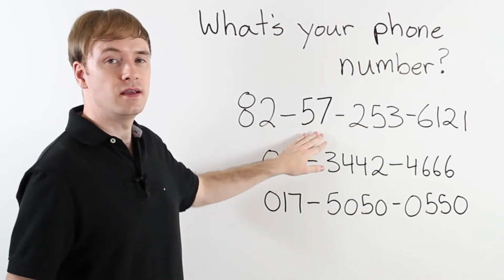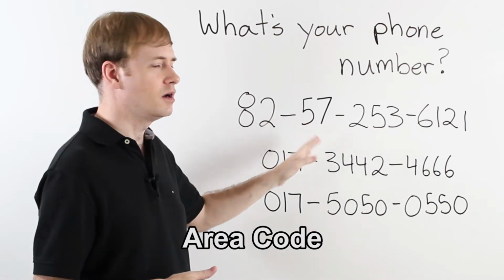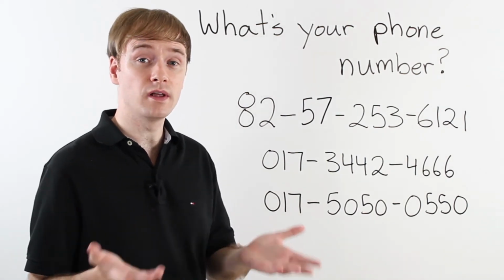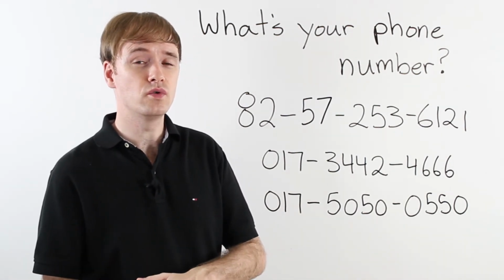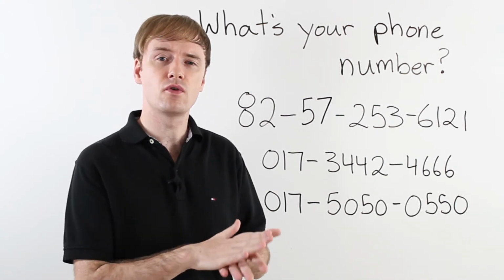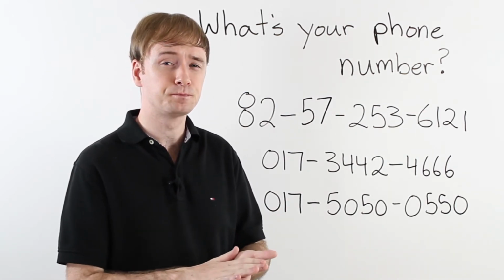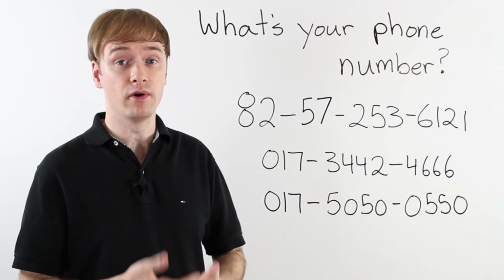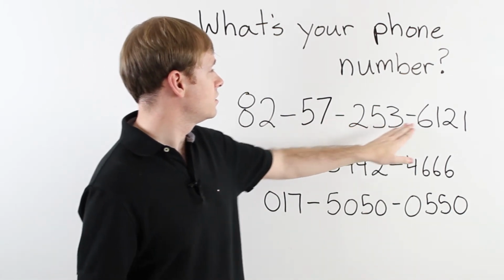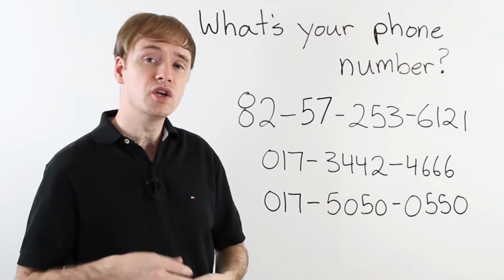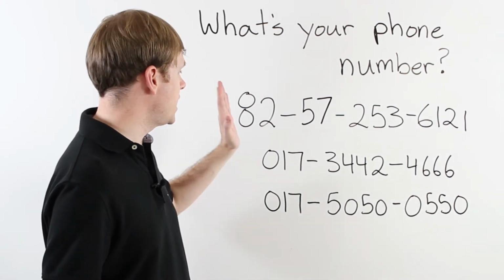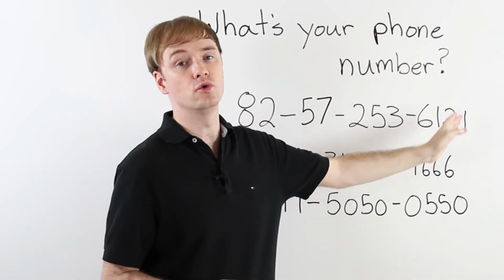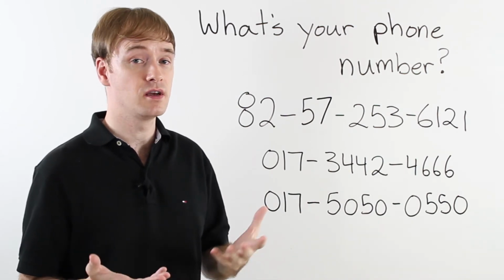The next is the area code. Now in Korea, I don't think there's an area code 57, but Seoul has an area code of 02, and I think Busan, the area code of Busan is 51. So if you're calling to a specific city, you should put the area code, all right? And then the number. So to express numbers, you just say the number. So this is 8257253621. Okay, very simple to express a number.